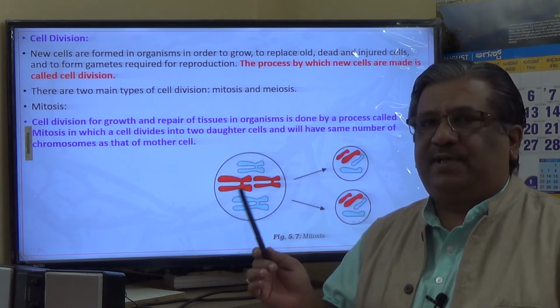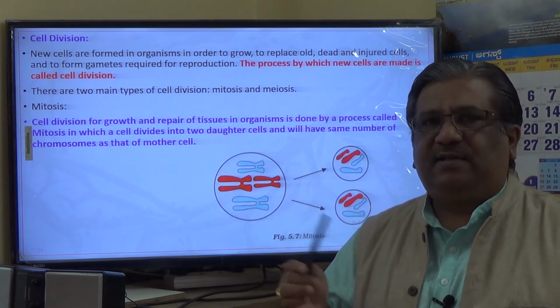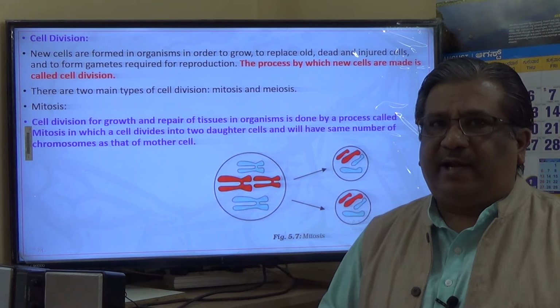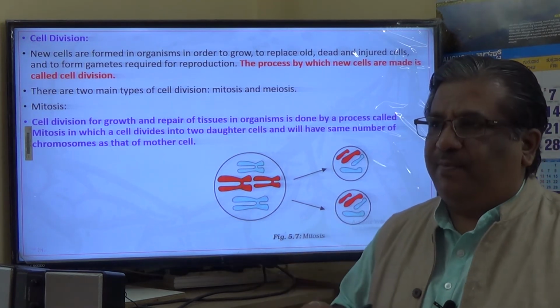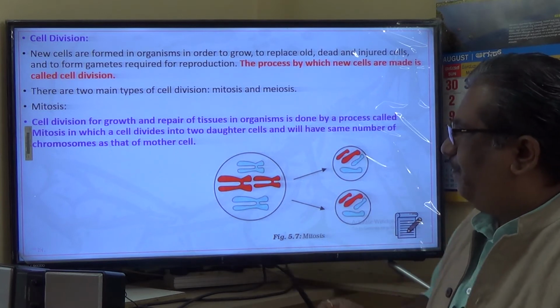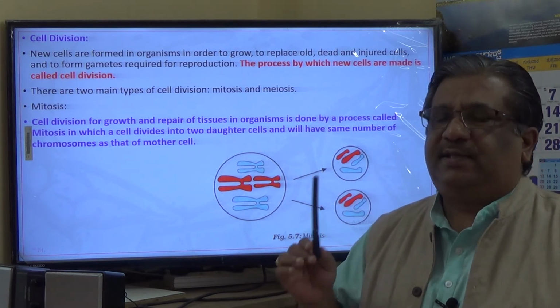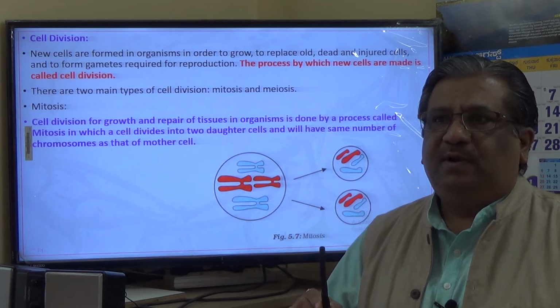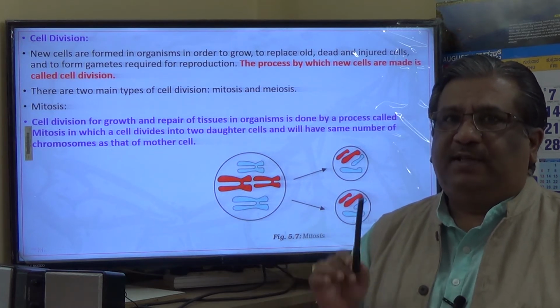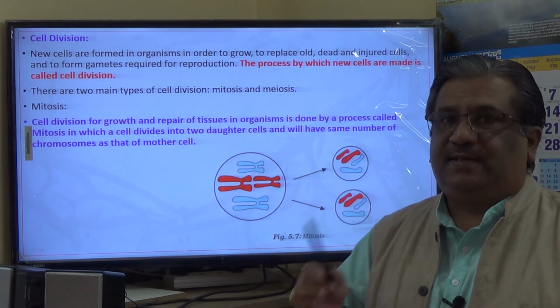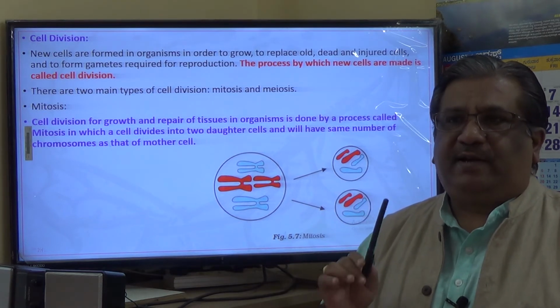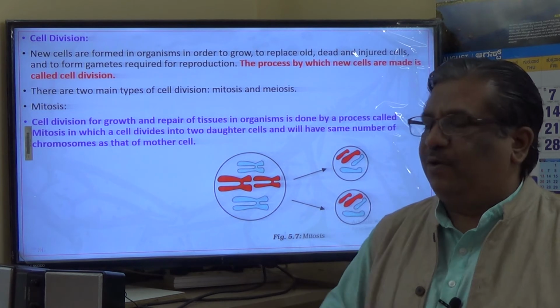So this you have studied already in 9th standard, and it is a small recap. So let us see the two types of cell division, because this is very important. Remember, I am going to relate the cell division with respect to the number of chromosomes. That is more important for you rather than to understand the cell division process. We are interested to know the number of chromosomes.